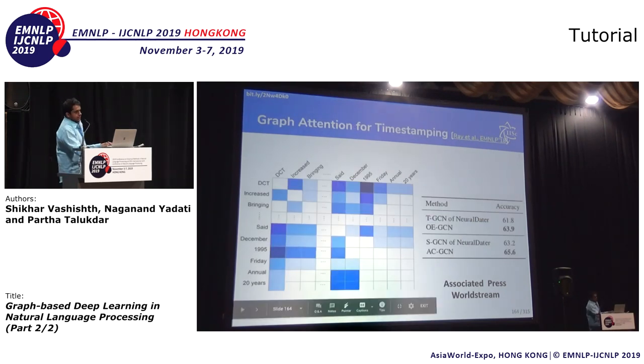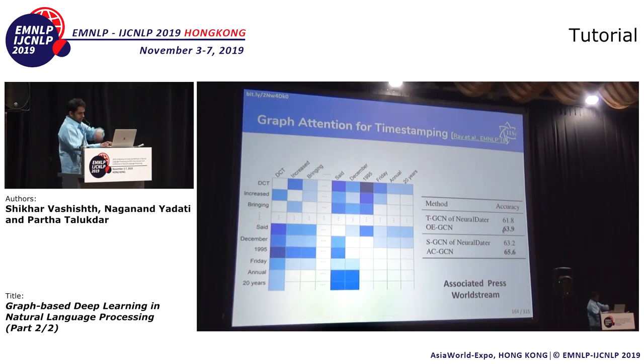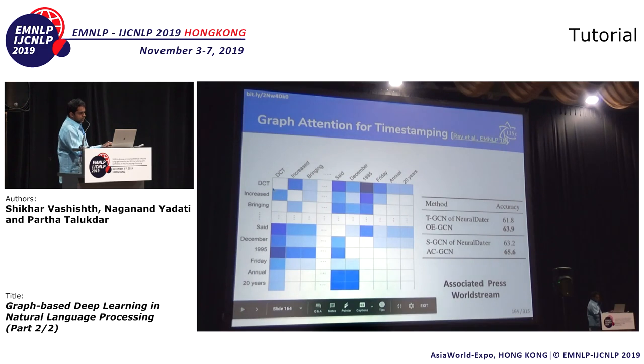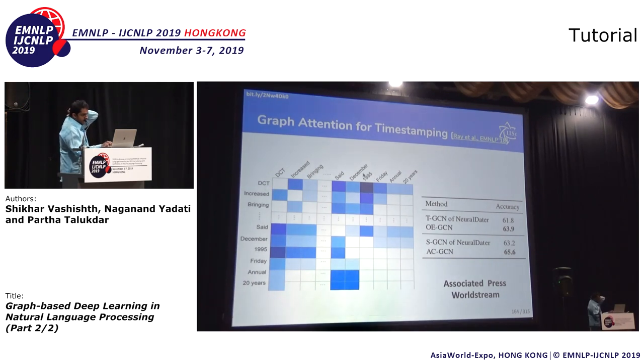And in this EMNLP 18 paper, they propose graph attention for timestamping, and the performance can be further improved using attention. And we have the attention scores here in the form of a matrix. As we can see, for the document creation time and the word 1995, the attention score is very high.